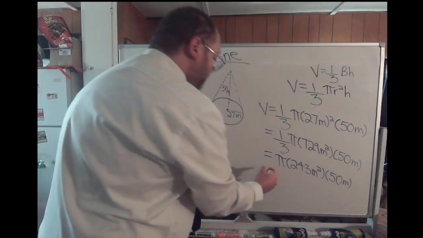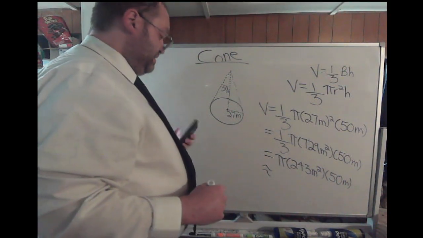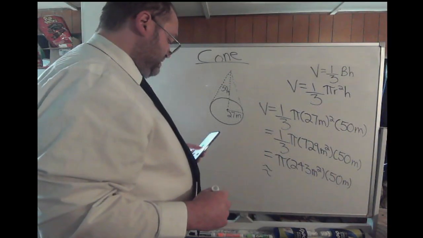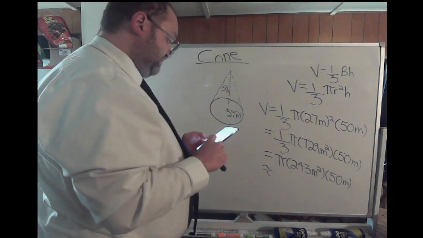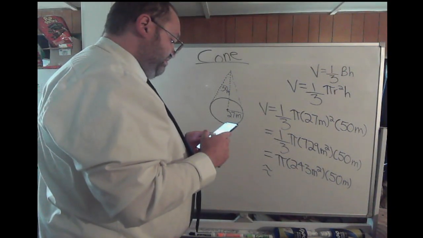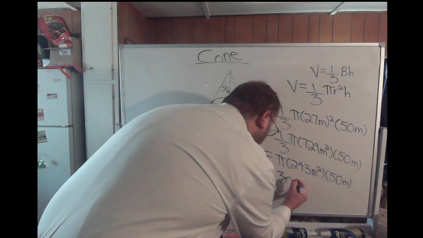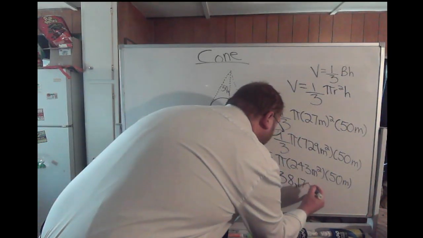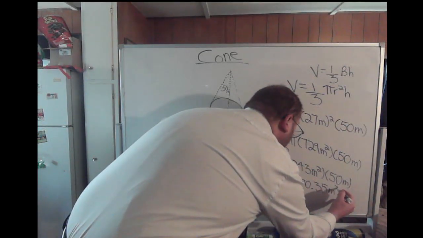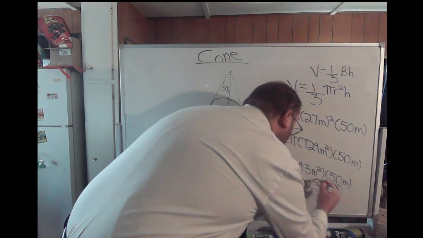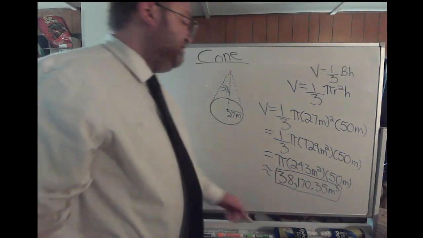Now this is much better to work with. All I got to do is multiply all these and I'll have my volume of the cone. So let's see, pi times 243 times 50 would give me 38,170.35 cubic meters. So the volume of this particular cone is 38,170.35 cubic meters.